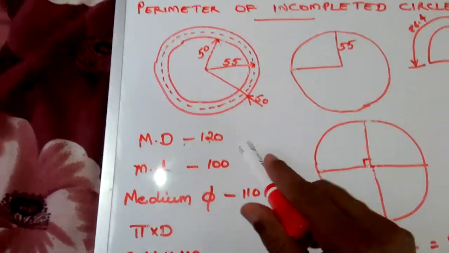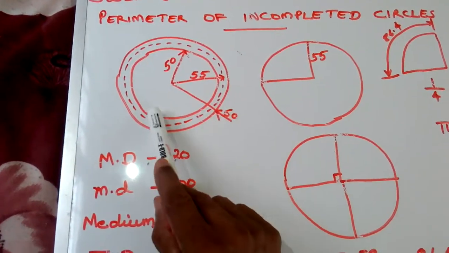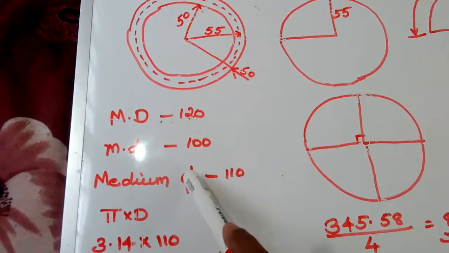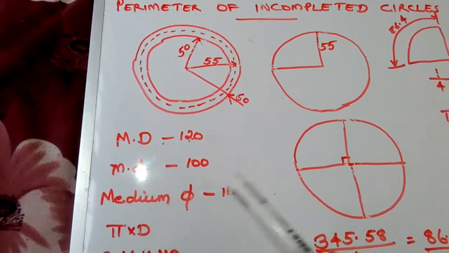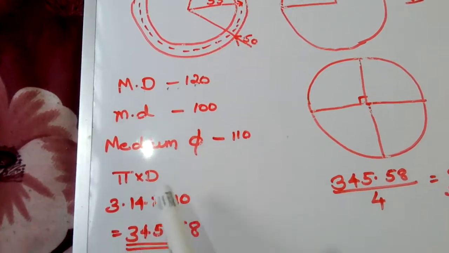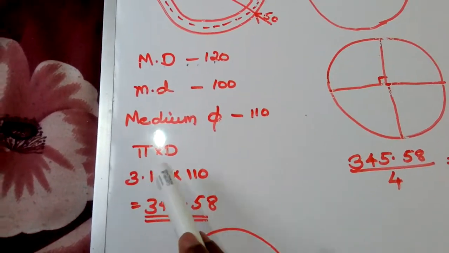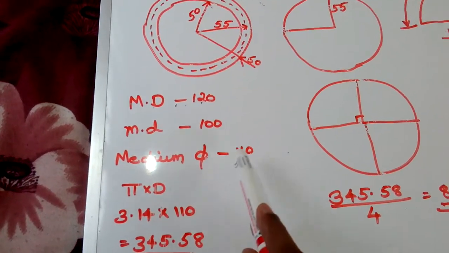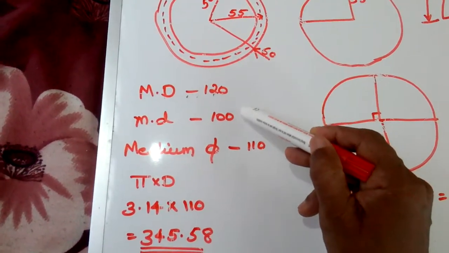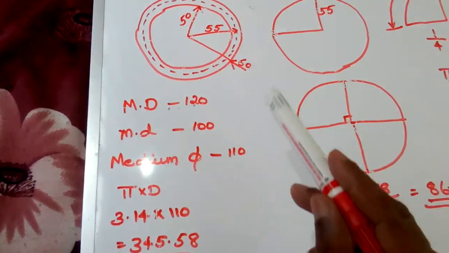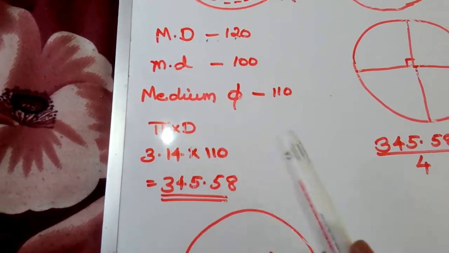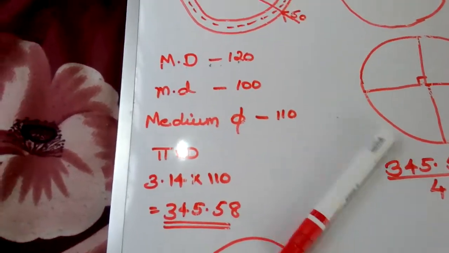If we have to find out its perimeter, we shouldn't use major diameter, we shouldn't use minor diameter, and we have to use medium diameter, because last time I told you what happens when we roll a shell. Its formula is pi d. Pi is 3.14 and its diameter is 110. Don't use 120. Don't use 100, because I told all those in earlier episodes. If we calculate pi d, 3.14 into 110, we will get 345.58.